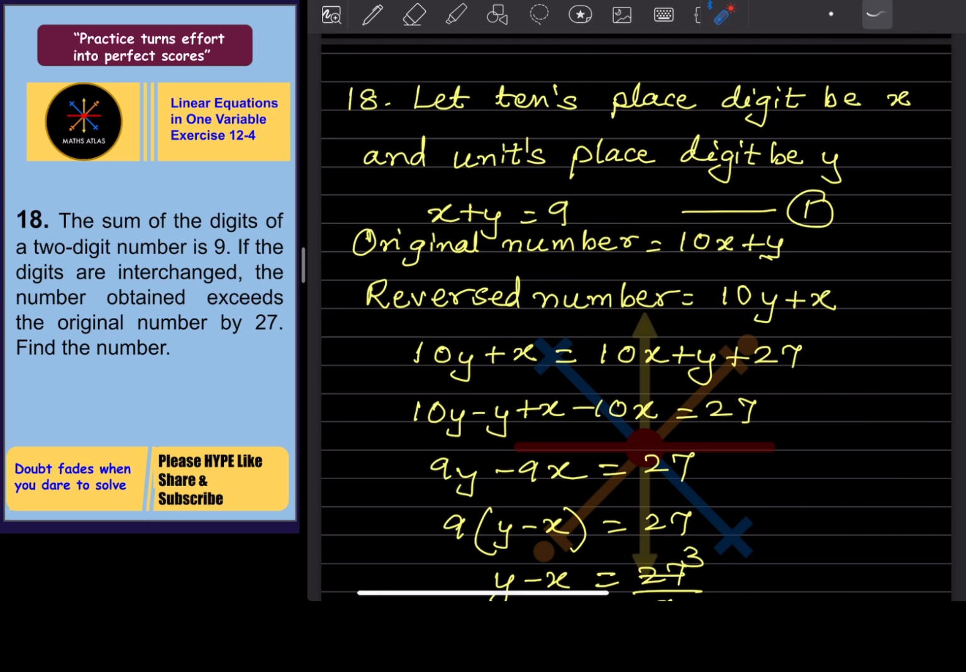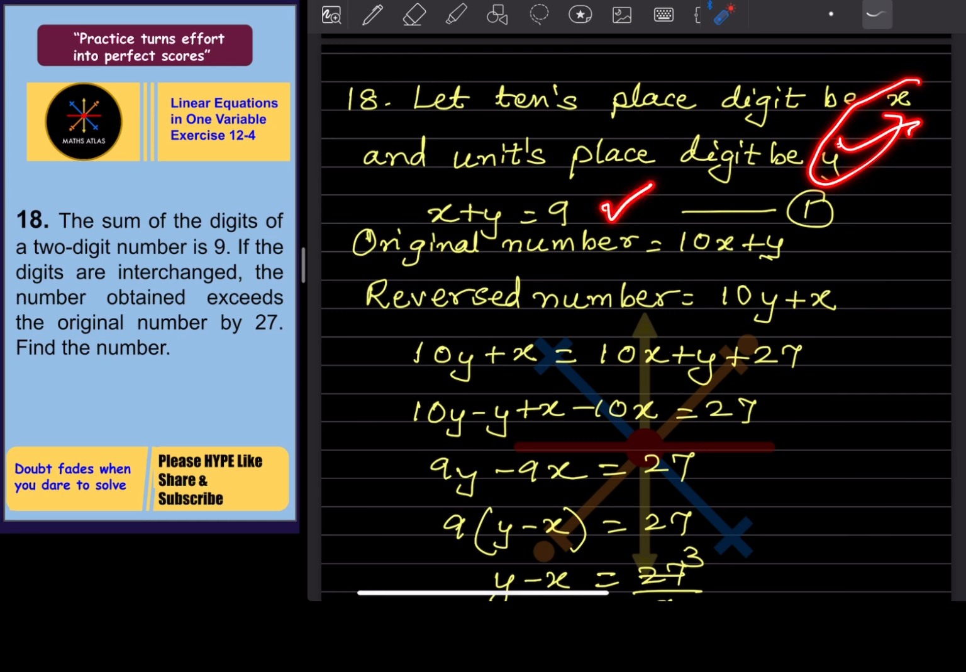Now let us see the next question. The sum of the digits of a two-digit number is 9. And if the digits are interchanged, the number exceeds the original number by 27, and you have to find the number. So we will consider the tens place digit as x, units place digit as y.